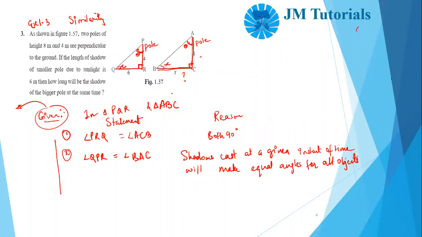Now is it clear, Assumption, Celeste and Abigail? Yes. Okay, so you just write that shadows cast at a given instance, that is, at that particular moment of time, will make equal angles for all objects. Now third, we'll go ahead and write the similarity. Now see, R will go with C, and this P will go with this A.